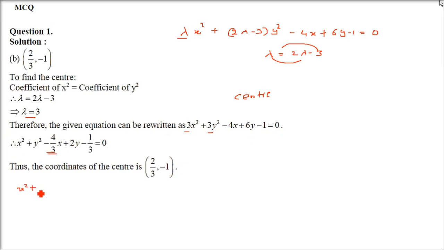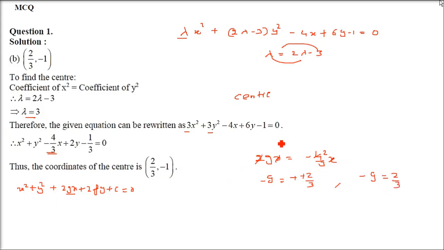Now here you have to equate it with x square plus y square plus 2gx plus 2fy plus c equals 0. So you'll compare this 2gx with minus 4 by 3x. x cancels, 2 divided by 2 on the right hand side, so it will be minus 2 by 3. But remember, g is not the center, minus g is the center. Minus g, you have to take minus. So minus g is 2 by 3.